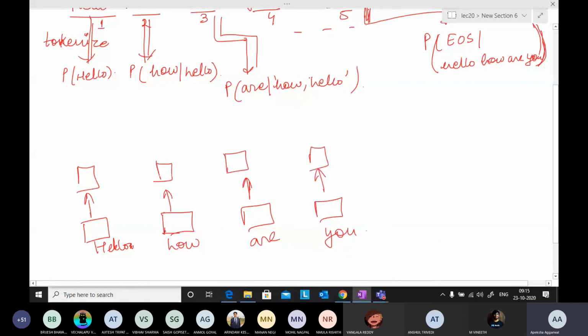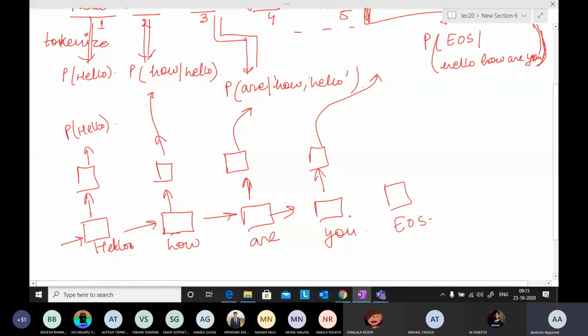It will give me some output over here, and it will give me the probability of hello, and this will give me the probability of hello how, because this probability depends upon both of these words, how and hello. So this will give me the probability of how given hello, this will give me the probability of this, and so on. This will give me the probability over here, and then we have the end of sentence. So it will give me the probability of this.